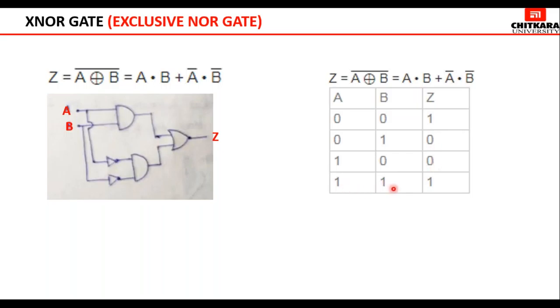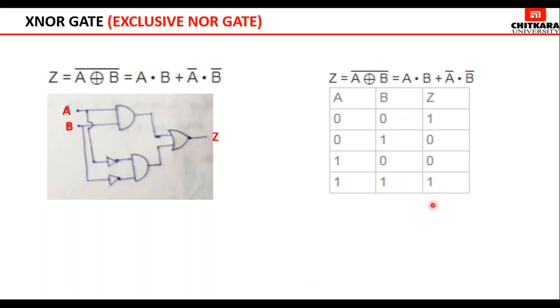Likewise, let's check the last one. One, one. If both A and B are one, one into one is one. One complement is zero. Again, one complement is zero. Zero into zero is zero. So one plus zero, my answer is one.